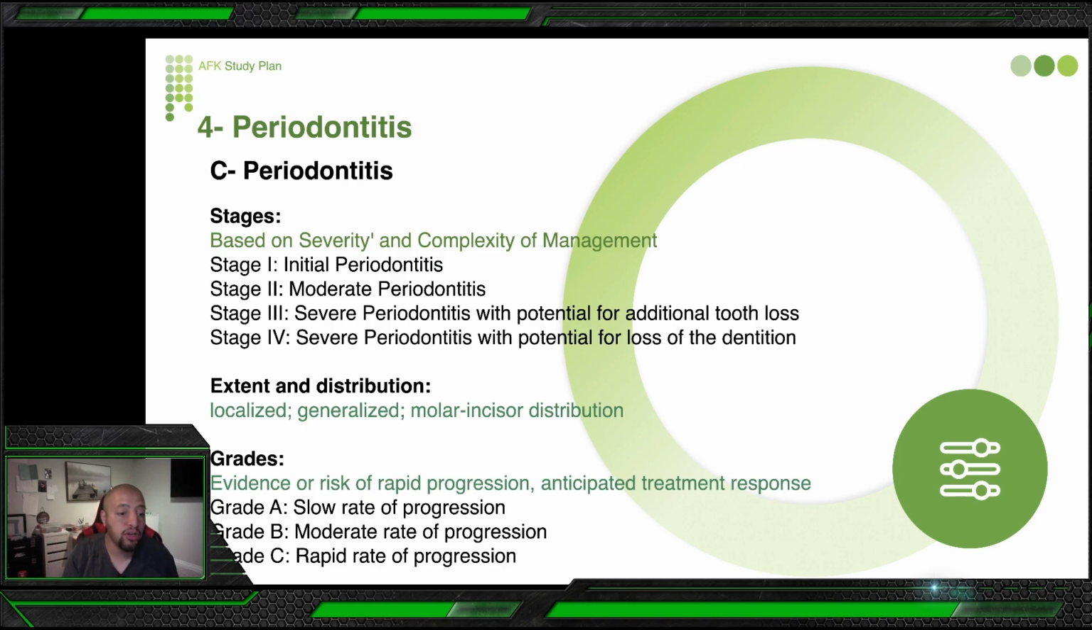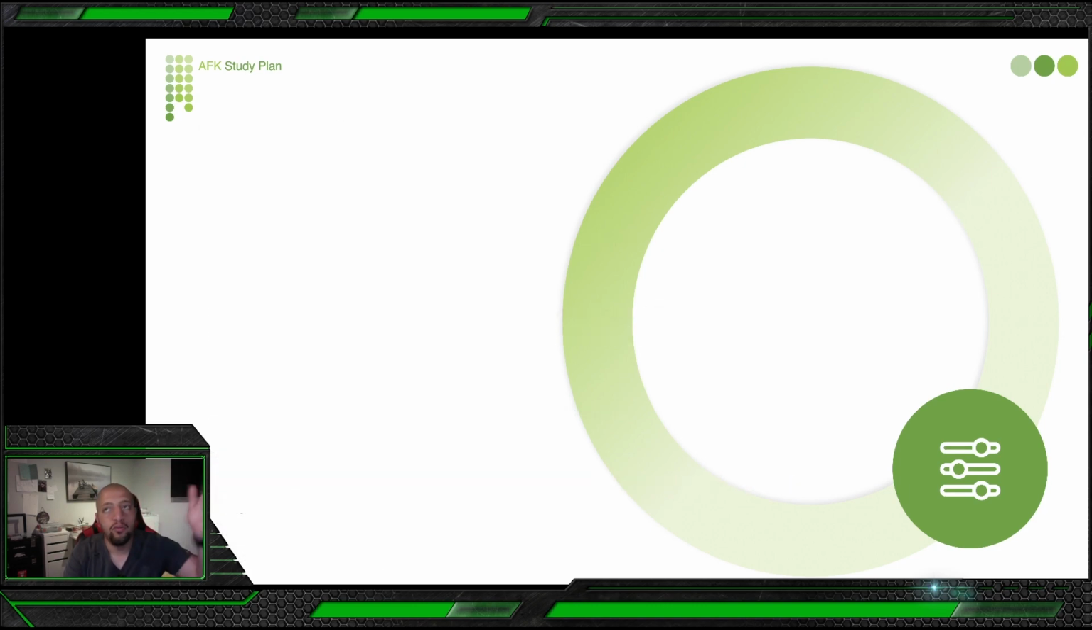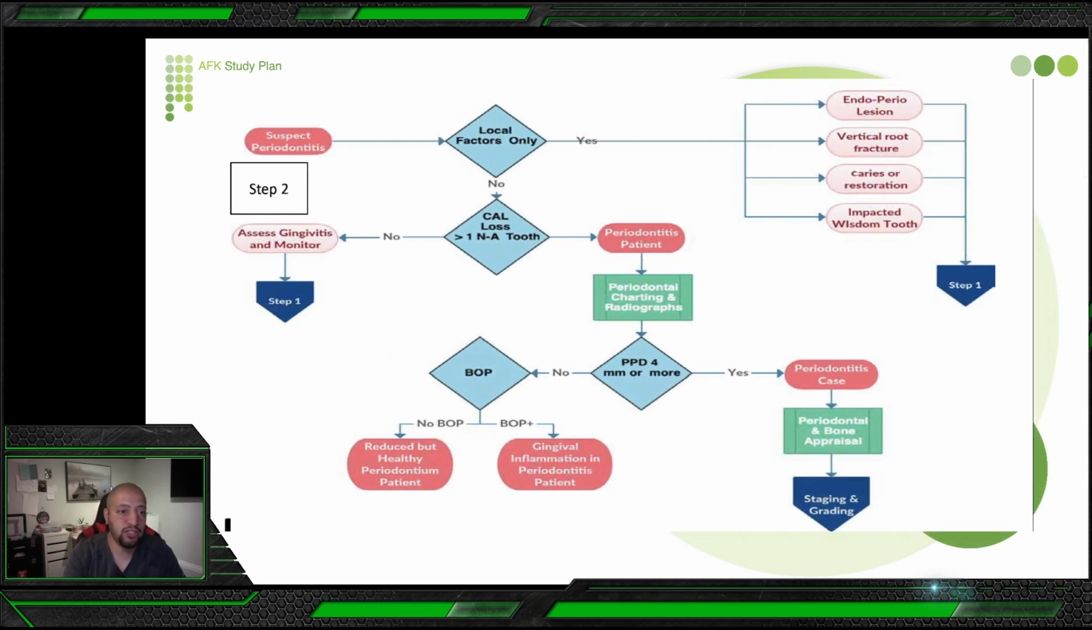And we're going to speak about grade. Grade is evidence of rapid progression, meaning the patient has risk factors. If the risk factor is low, we say it's grade A, slow rate of progression, or B, moderate rate of progression, or C, rapid rate of progression. And for sure, you can conclude now that we do staging and grading because we want to know the next step for this patient.